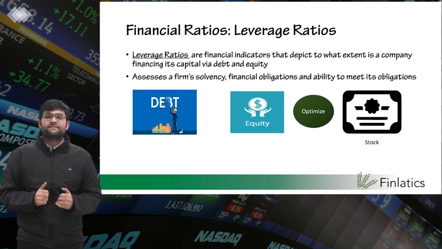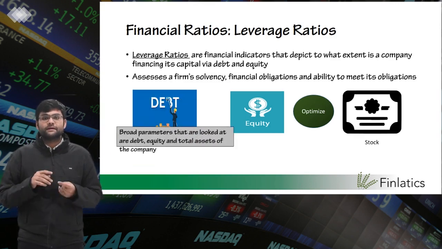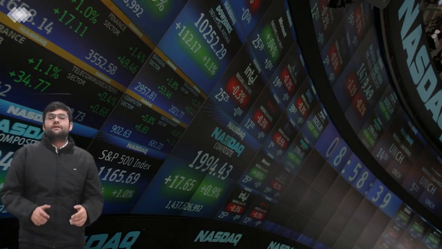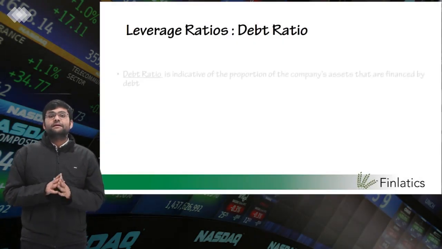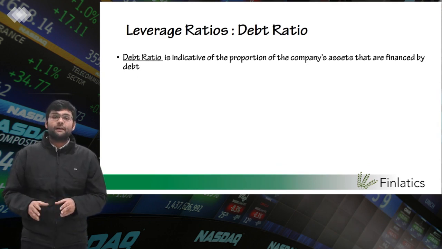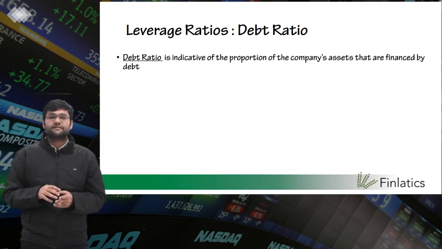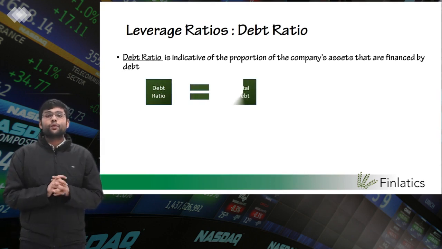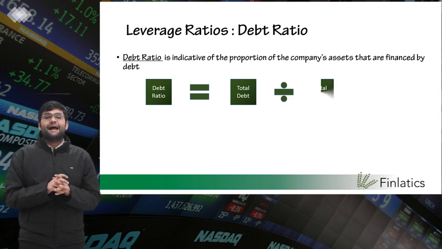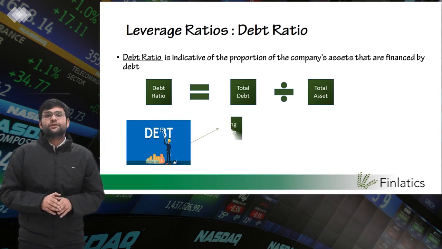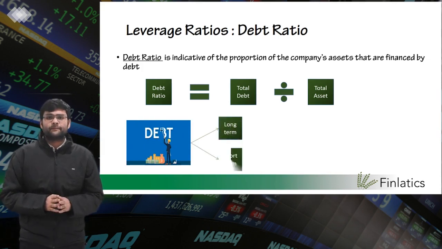A few concepts that help us arrive at leverage ratios include debt, equity, and total assets of a company. The first leverage ratio that we will look at is debt ratio. Debt ratio is simply indicative of the proportion of a company's assets that are financed through debt. Therefore, debt ratio is equal to total debt divided by total assets of a company. Here, debt includes both short-term debt and long-term debt.